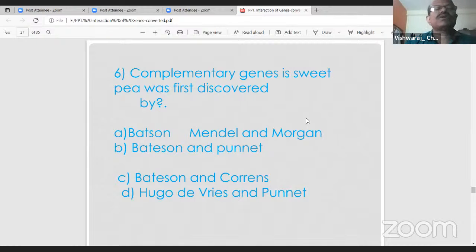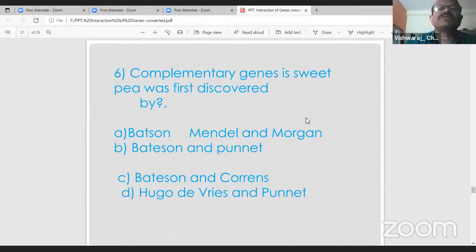Then 6th question, complementary genes in sweet pea were first discovered by whom? A option Bateson, Mendel, and Morgan. B option Bateson and Punnett. C option Bateson and Prince, and D option Hugo de Vries and Punnett.